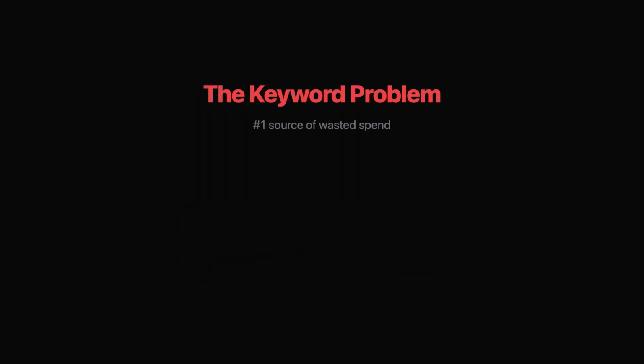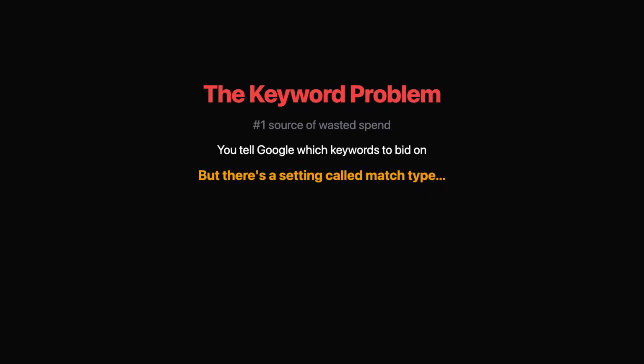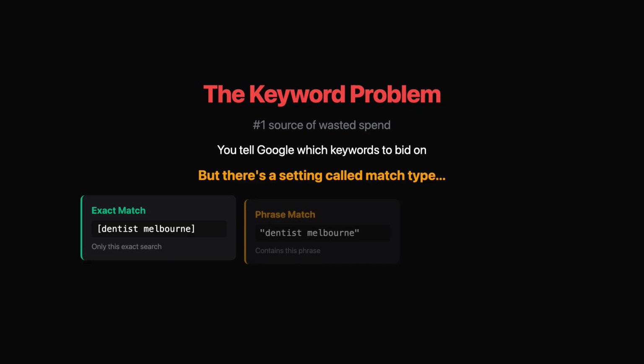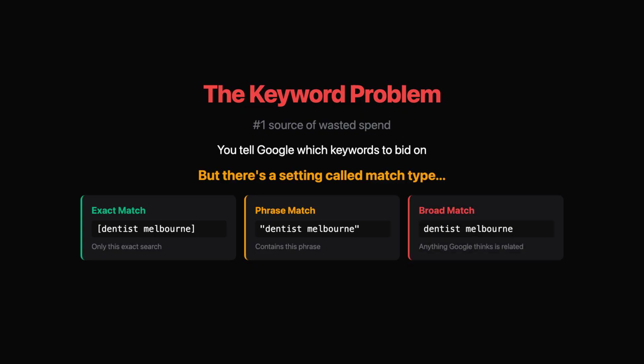This is the single biggest source of wasted spend in dental Google Ads, and it's the easiest to check. When you set up a campaign, you tell Google which keywords you want to bid on. Something like "Dentist Melbourne" or "Emergency Dentist Near Me." Makes sense. But there's a setting called Match Type that controls how loosely Google interprets your keyword. Most dental accounts use what's called Broad Match, which is the default. And Broad Match is very broad.